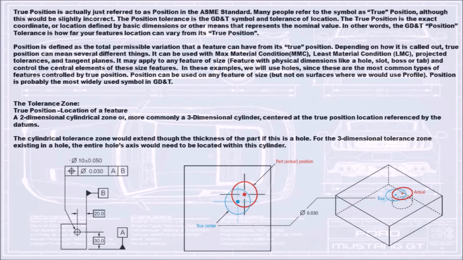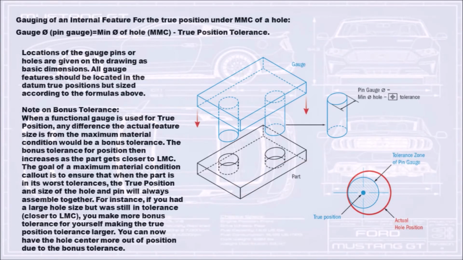For the three-dimensional tolerance zone existing in a hole, the entire hole's axis would need to be located within the cylinder. Gauging of an internal feature for the true position under MMC of a hole. Gauge diameter, pin gauge, equals minimum diameter of hole, MMC, maximum material condition, minus true position tolerance. Locations of the gauge pins or holes are given on the drawing as basic dimensions. All gauge features should be located in the datum true positions but sized according to the formulas above.